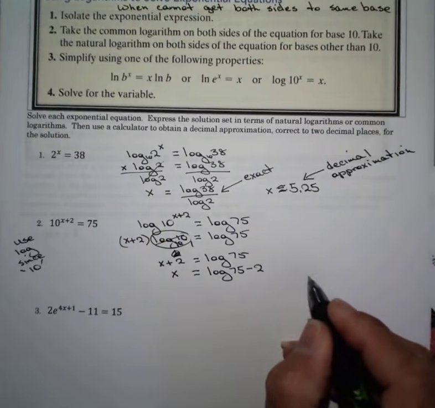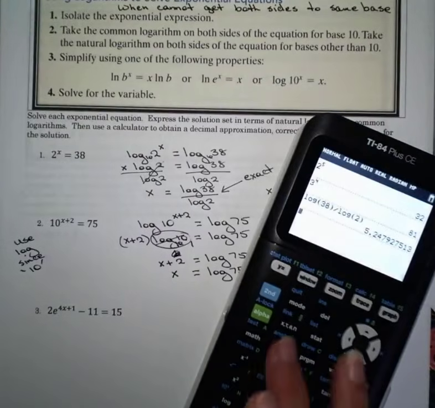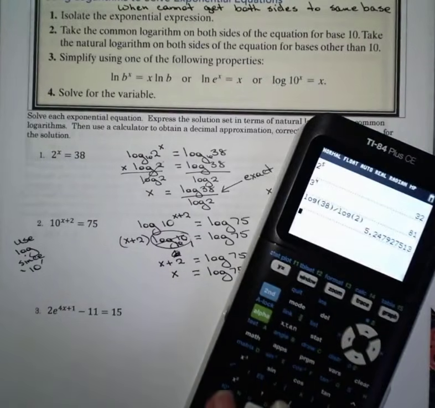Now, if I want to get the decimal approximation, I put it into my calculator, and I say I want log of 75 minus 2.